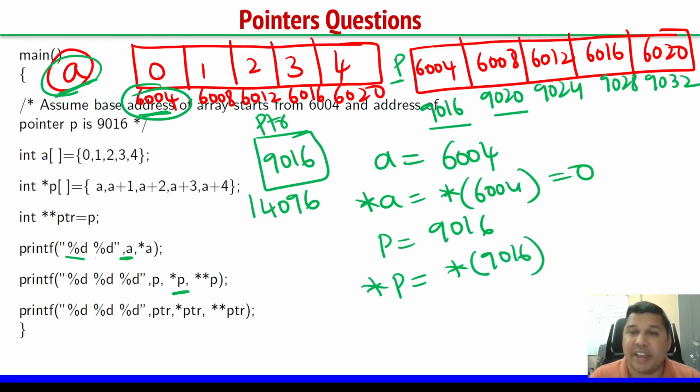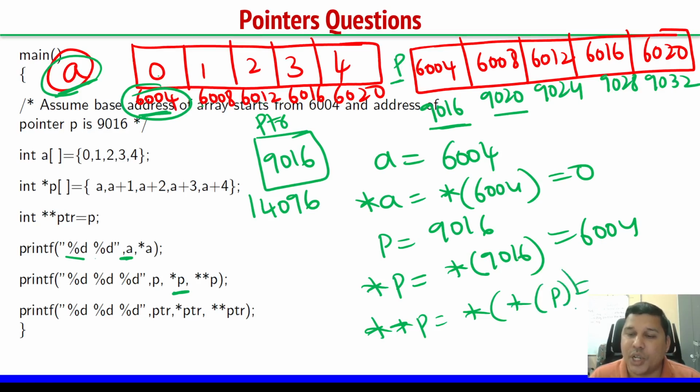In computer memory, where is 9016? Here. What is the value in that box? So it is 6004. Then double star P means star of star P. If you decode this, you will get 0. I hope it is clear. How it is 0? I hope you understood. Double star P is 0 because star P is 6004, star of that is 0.